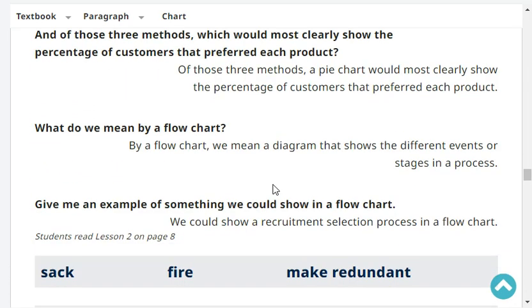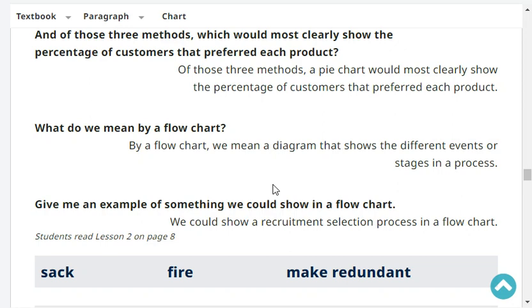Very good. And of those three methods, which would most clearly show the percentage of customers that preferred each product? A pie chart would most clearly show the percentage of customers that preferred each product. Very good.